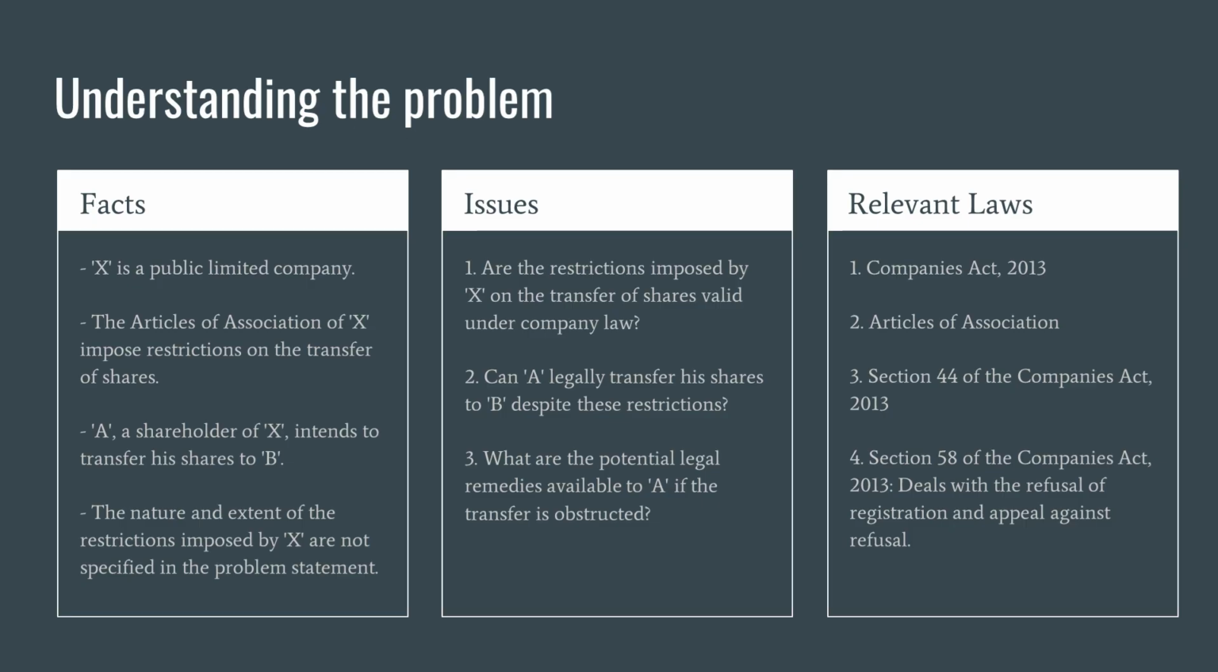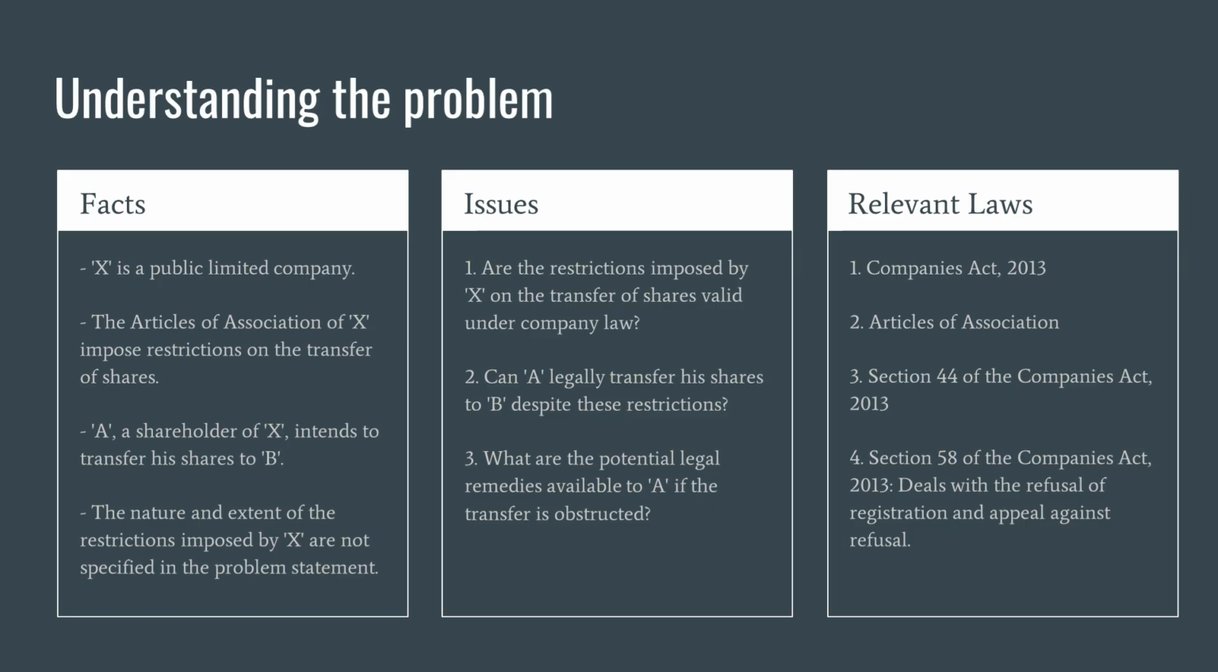other person. Now another fact is A is a shareholder of X. He is planning to transfer his shares to B. Now the nature and extent of restrictions imposed by X are not specified. So we don't know the actual reason why X imposed these restrictions.